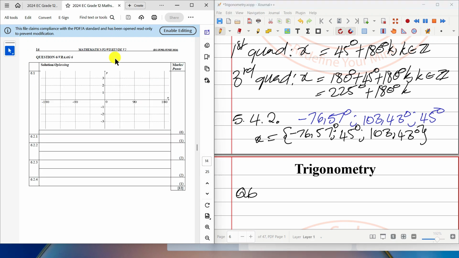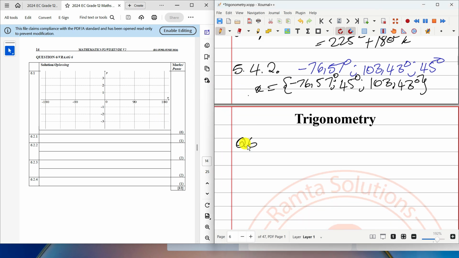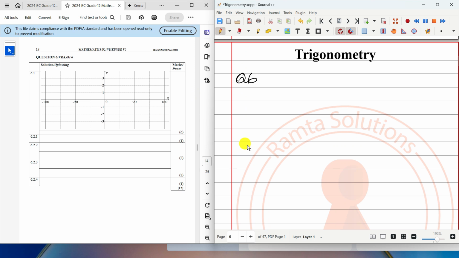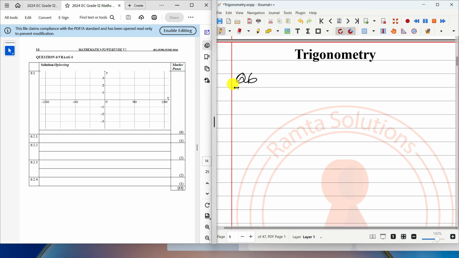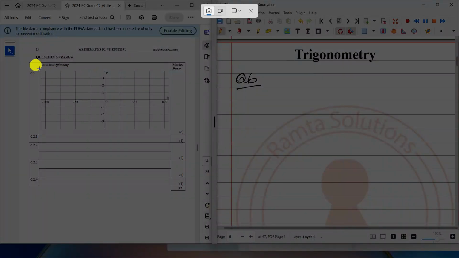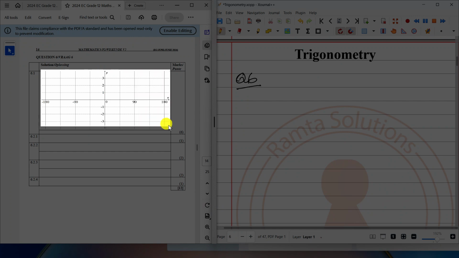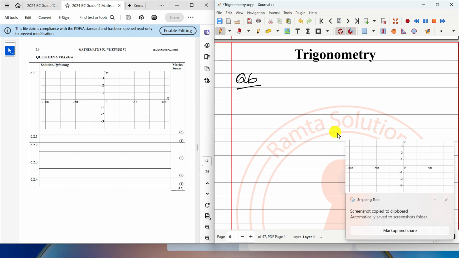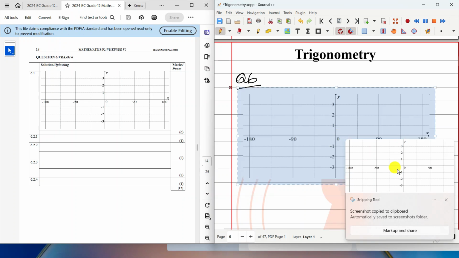Let's go. So here is the answer book, the graph that they want you to make use of. So I'm going to copy it. Here it is. Copy it. So let me copy it now to the answer book.